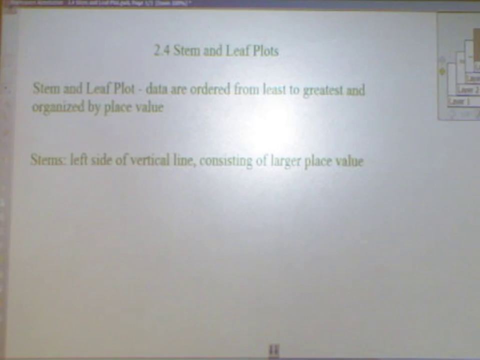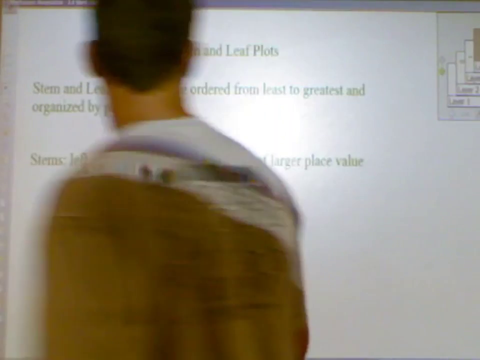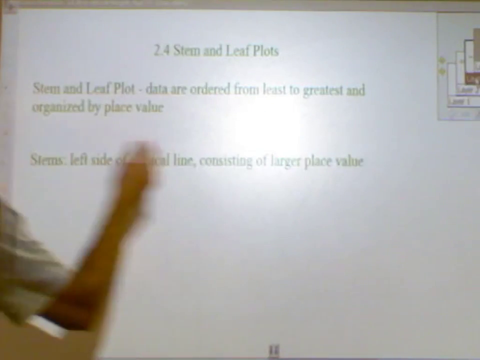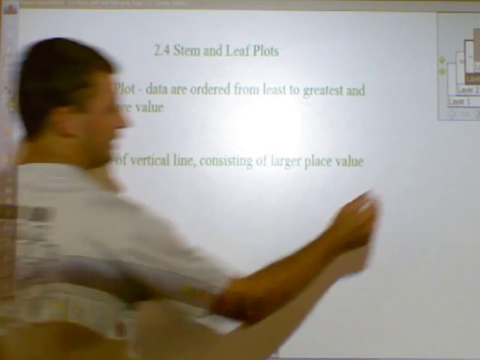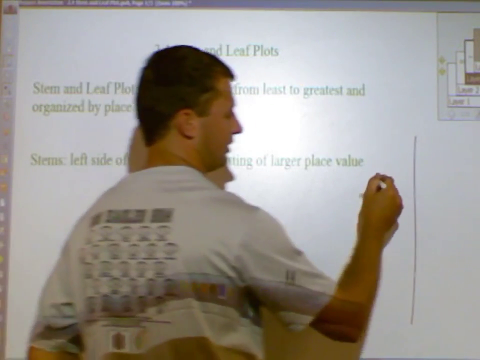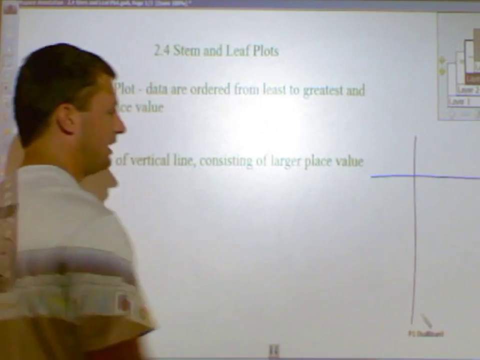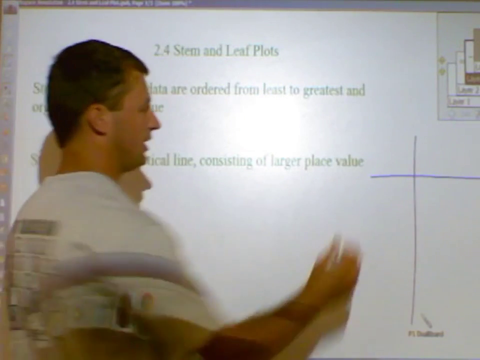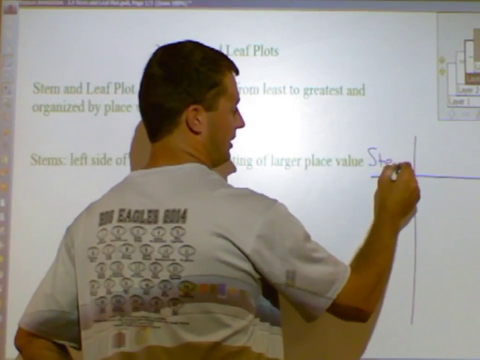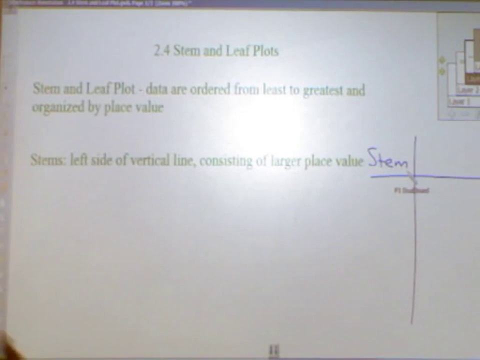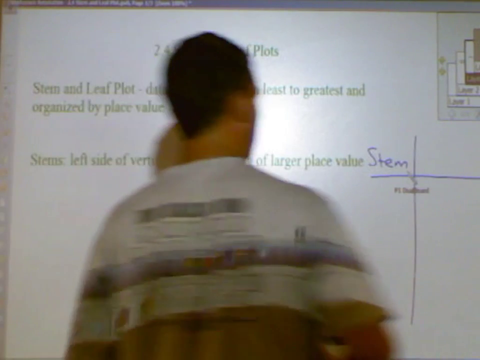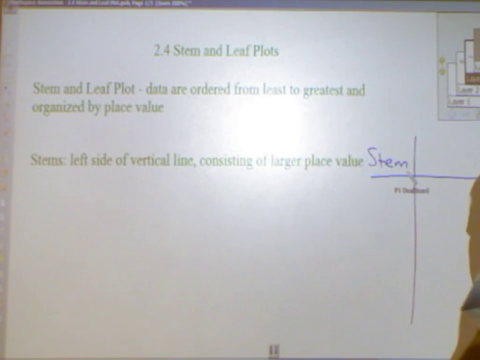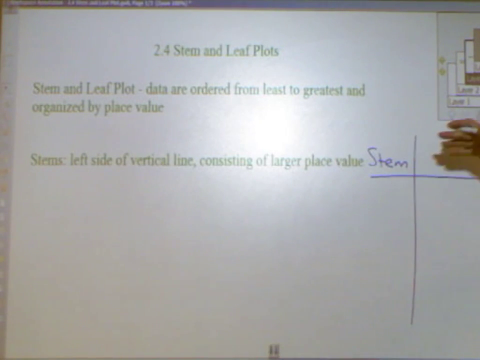Stems are the left side of the vertical line, and it consists of the larger place value that you use. Okay, and so a stem and leaf plot's basically going to look like this. Here's our vertical line. The stems belong over here. They're the largest place value that you're sorting your numbers by. So the stems are where you start out. If you wanted to use the hundreds or the thousands, you would use those as your stem instead. And we'll see lots of examples about that tomorrow.